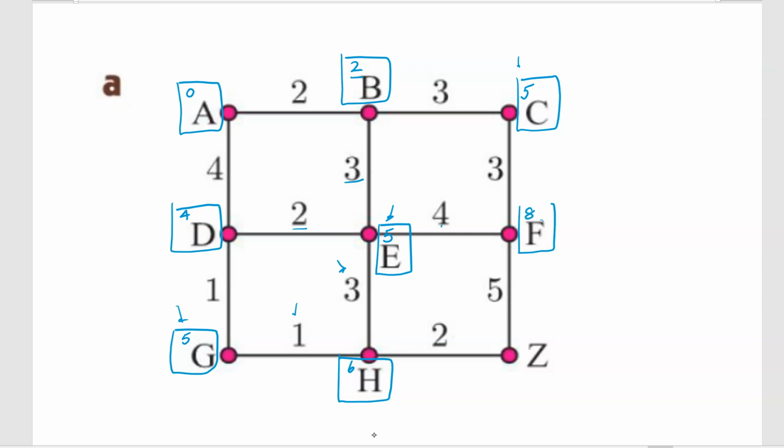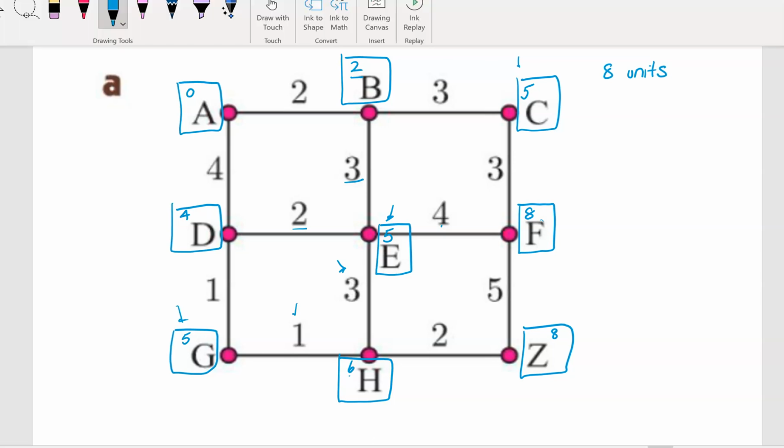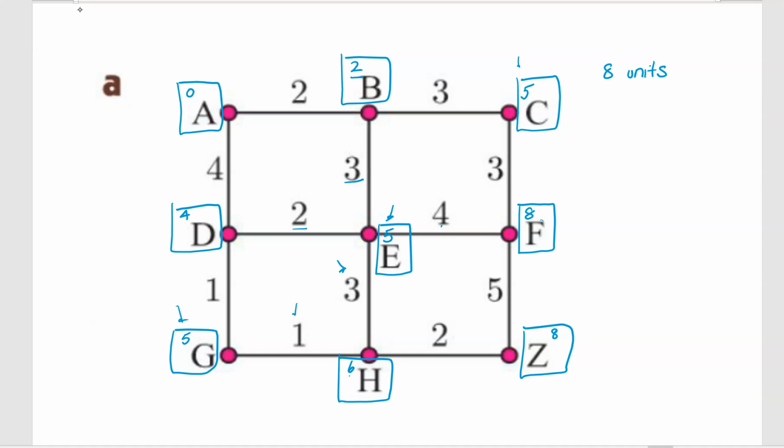5 plus 3 is 8. And on the home stretch, we've either got 6 plus 2, that is clearly less than 8 plus 5, so 8. All right, so the shortest path is going to be 8 units. And what is the pathway that we have selected?